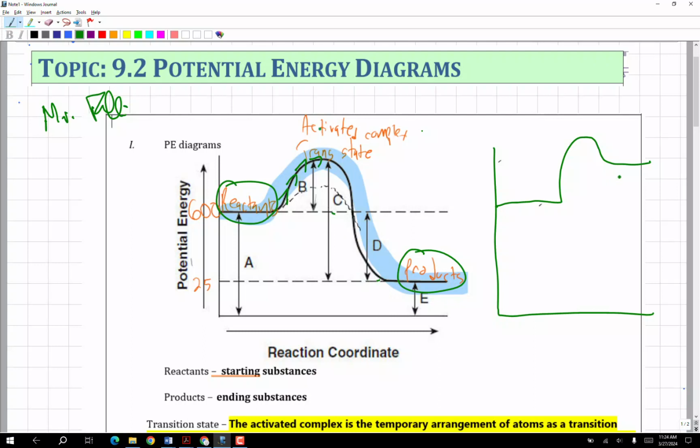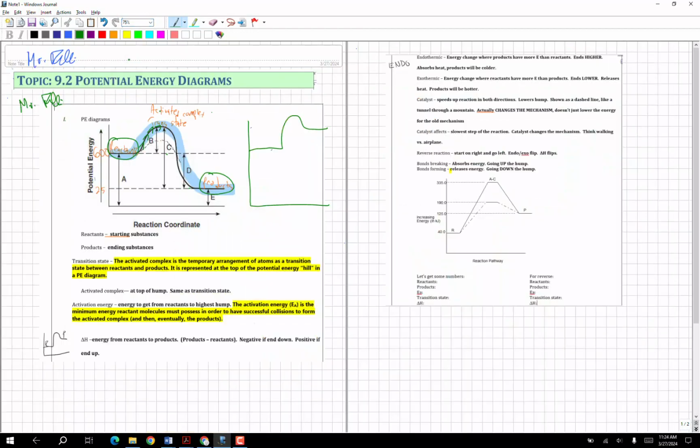Okay. So let's look at each part bit by bit. Let's see if I can zoom out a little bit. If you give me some more magic toolbars here, standard, that'll do it. So let's zoom out of this guy a little bit. Okay. So reactants are your starting substances. Products are your ending substances, right?